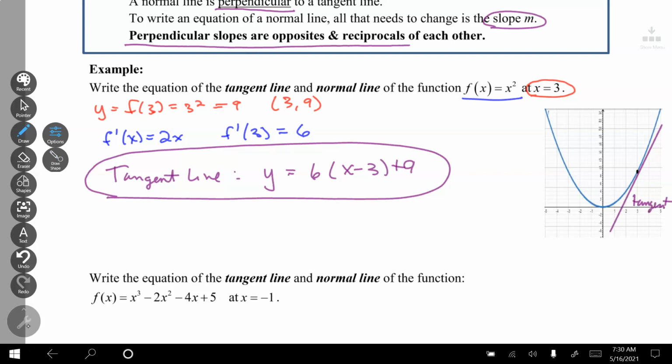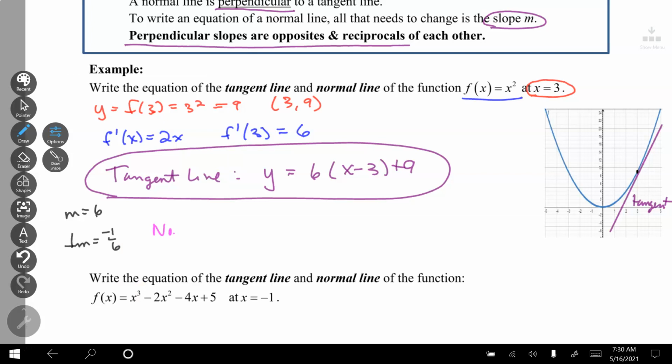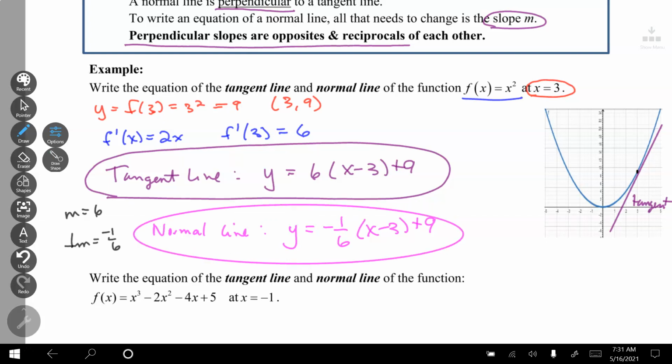Okay, my normal line, well, if my slope is equal to 6, my perpendicular slope is equal to negative 1/6. So my normal line is going to be pretty similar, but y equals negative 1/6 (x minus 3) plus 9. And I can show this on the graph by doing this to the best of my ability. And this pink one is the normal line. Notice that it is perpendicular to the tangent line to the best of my ability.